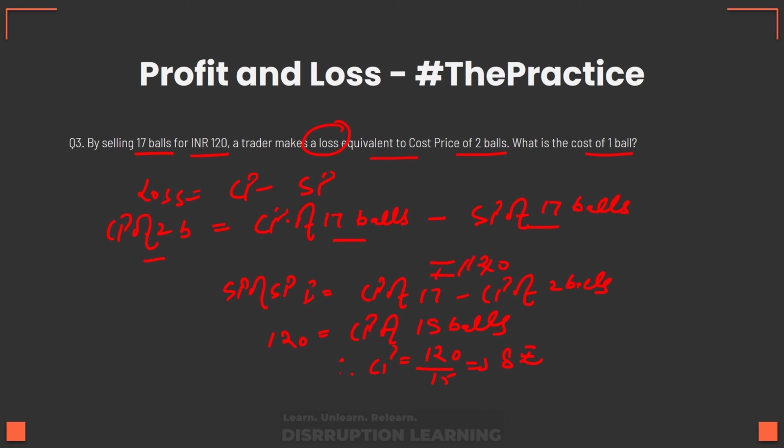I hope you get the equation. We have sold 17 balls for 120 and we have made a loss equivalent to cost price of 2 balls. So the loss figure will be CP of 17 balls minus SP of 17 balls, and that is CP of 2 balls. So once you get this equation, I think there is nothing much left in this question. So you can simply solve the equation and get your answer.